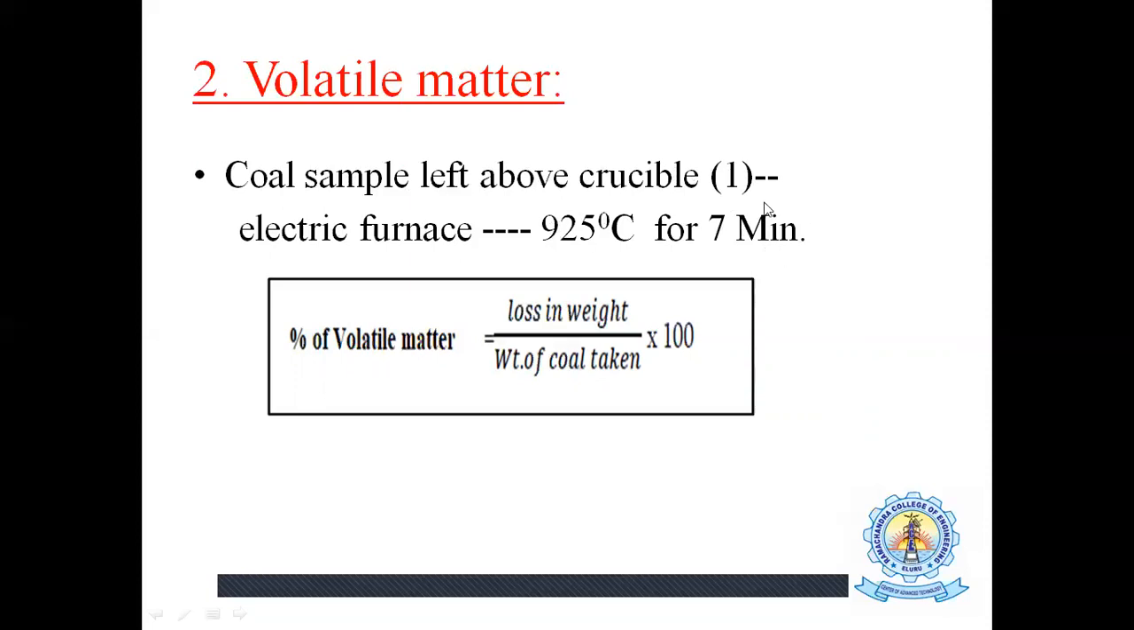925 degrees for 7 minutes. If we maintain this temperature for up to 7 minutes, the volatile matter is lost from the coal. The formula for the percentage of volatile matter is loss in weight divided by weight of the coal taken, into 100. This formula gives us the volatile matter.